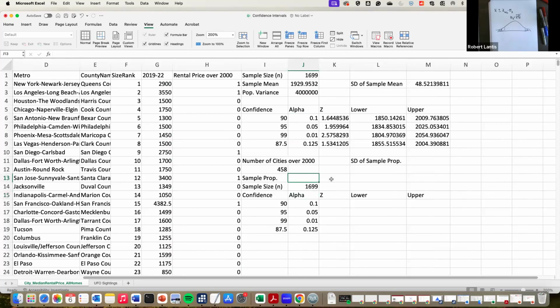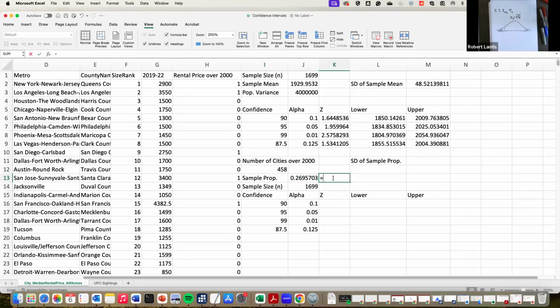And then how do I find my sample proportion? I could just take the number of cities that had over 2,000 divided by the total number of cities. I get a sample proportion of about 0.26 or 0.267. Okay.